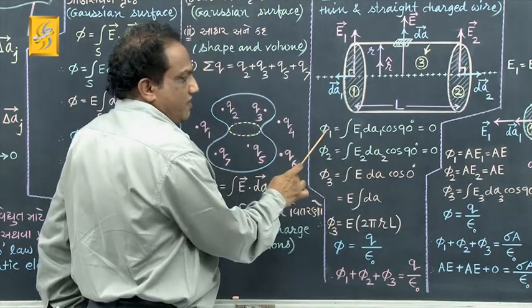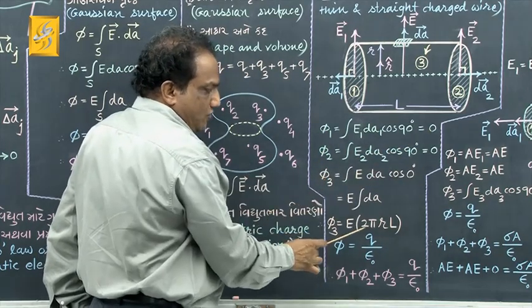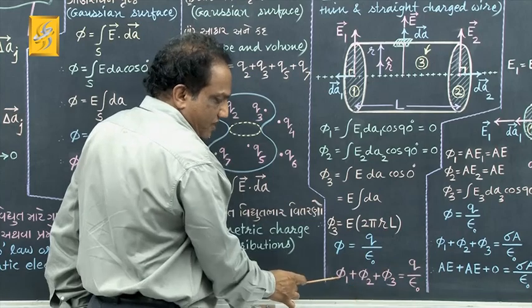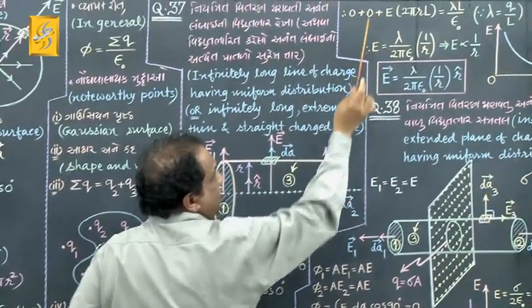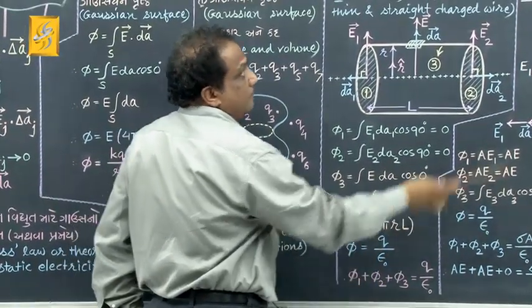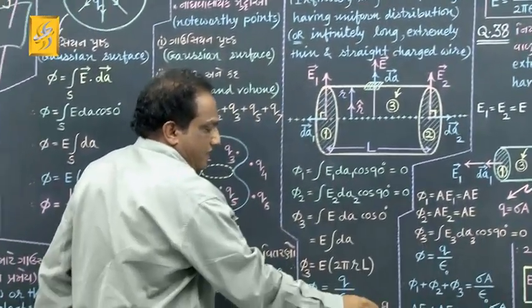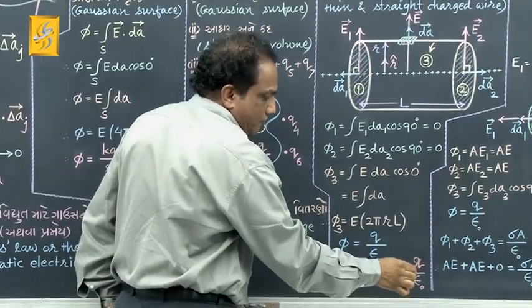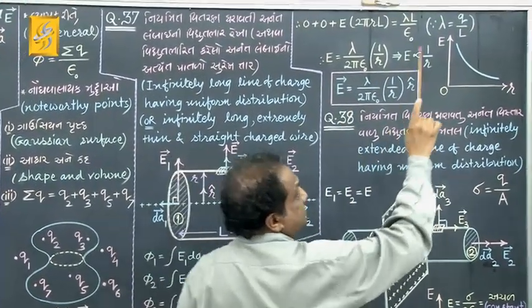But what are the values of phi 1 and phi 2? They are 0. Phi 1 and phi 2 are zeros. Correct? What about phi 3? Phi 3 is E into 2 pi RL. Correct? And that equals Q upon epsilon 0. What about Q? Q is the amount of charge enclosed by that Gaussian surface.